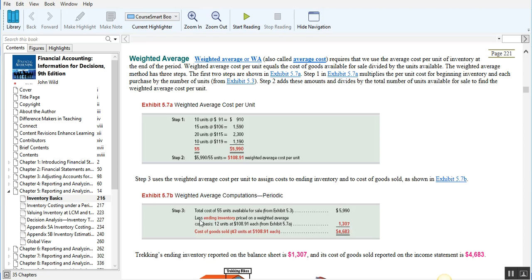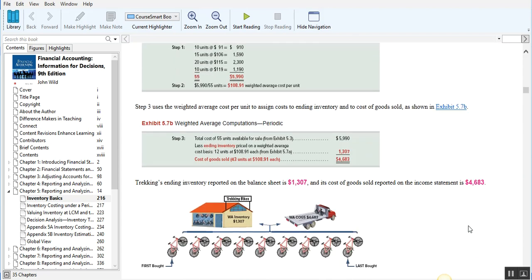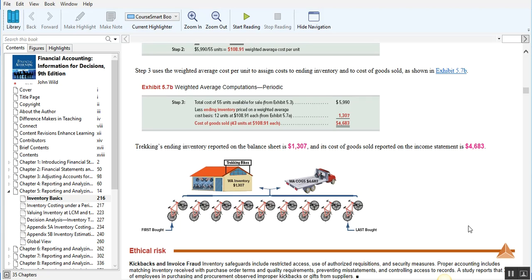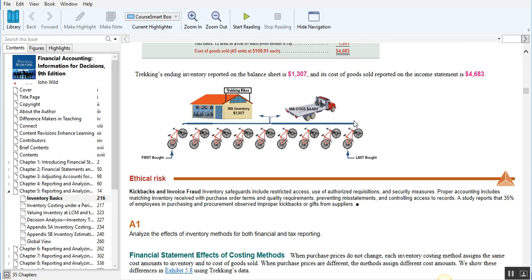The cost of the 55 units that are available for sale are what you're going to have to start with. That's this total, $5,990. Once you calculate ending inventory, you subtract that out, you get cost of goods sold, and then you have your value of ending inventory and cost of goods sold on the weighted average approach.